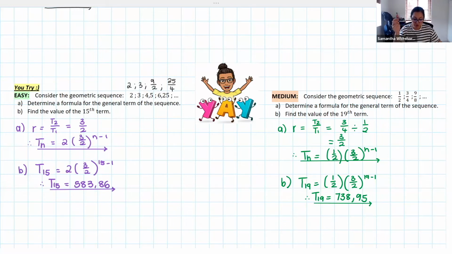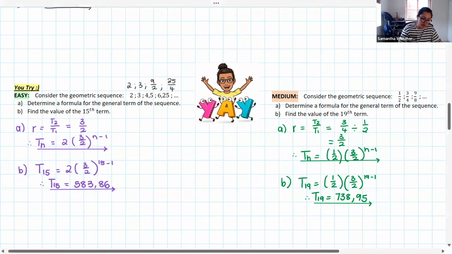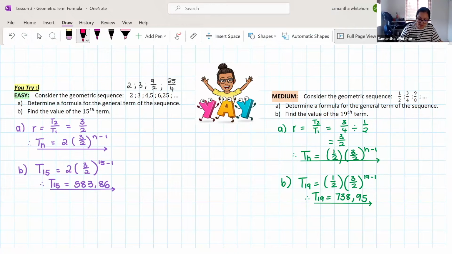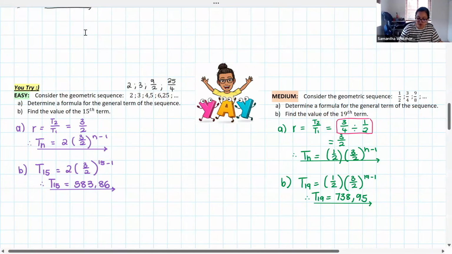Same thing when you want to find the 19th term, sub in 19 for n, get your answer, done. And again to 2 decimal places. All right, the only thing I am going to just point out, and it probably seems like such a silly thing to point out, but just remember that if you have got fractions as part of your terms in your sequence, when you find your ratio, you are going to have a fraction divided by a fraction.